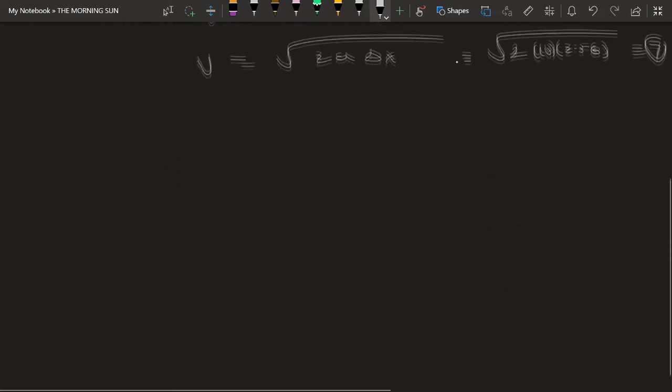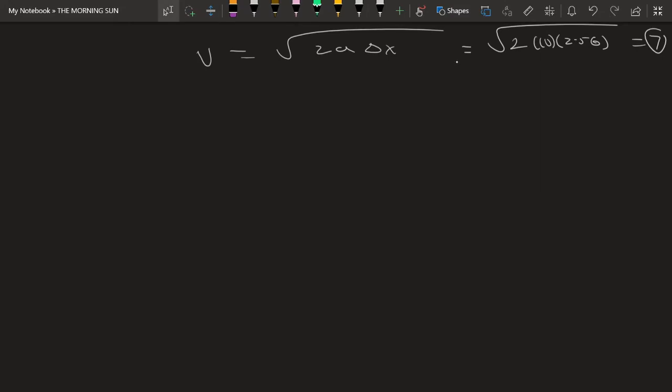meters per second. Question number 4. A ball is thrown upwards with an initial velocity of 30. Number 1, find the maximum height. Number 2, find the speed after 4 seconds. Number 3, find the height after 4 seconds.